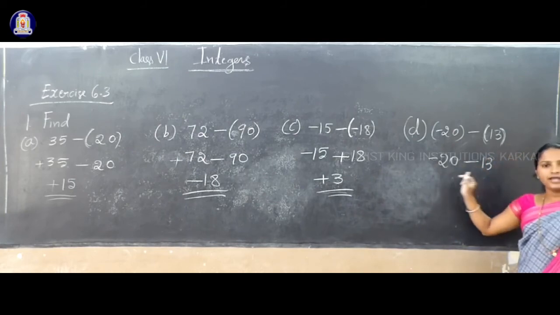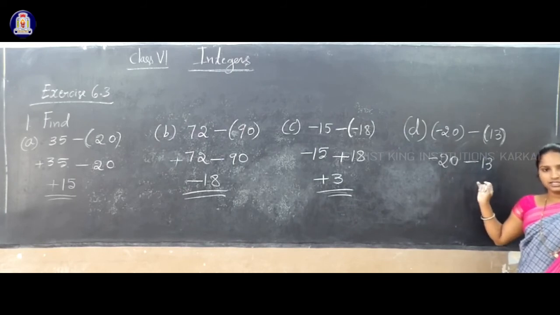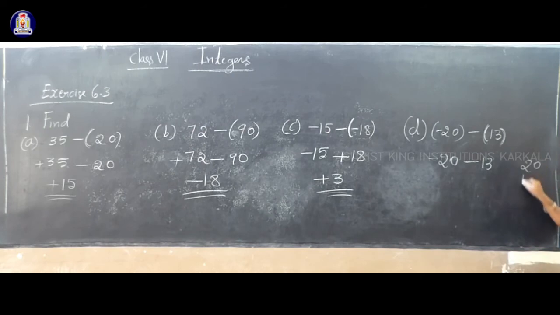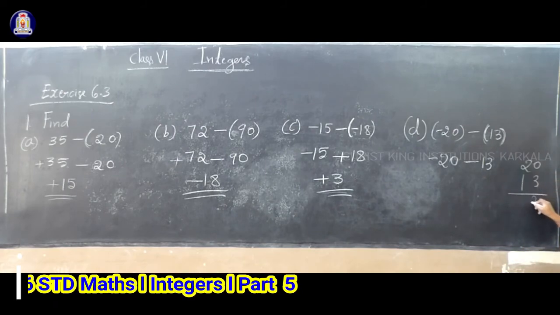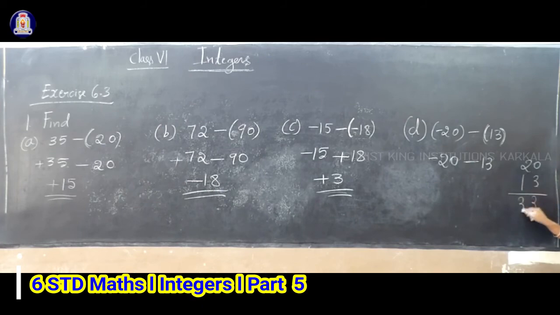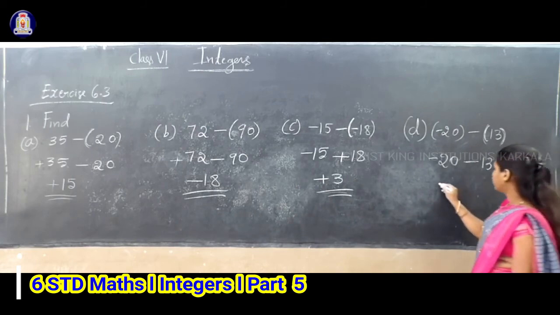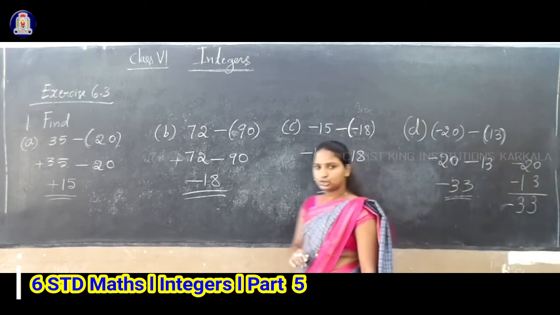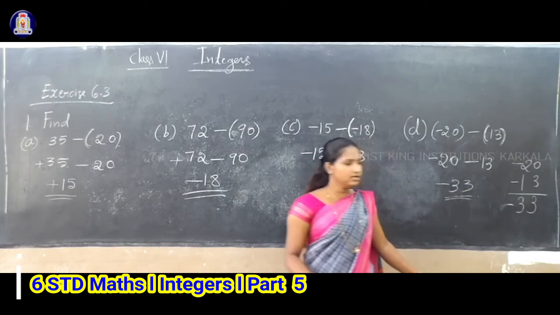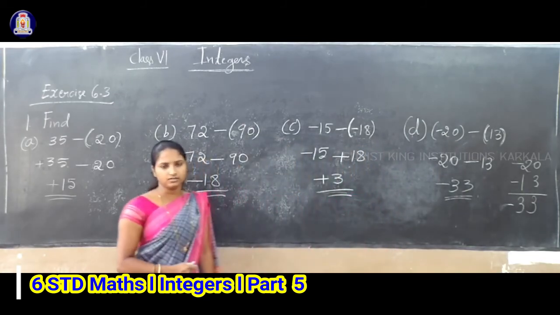That means same sign. Same sign means addition, isn't it? Same sign, addition. So 20 plus 13. What is 20 plus 13? That is 33, isn't it? 0 plus 3 is 3, and 2 plus 1 is 3. The sign is very important. Write minus, so minus 13. The greater number is 20. That sign is minus. Understood? So the answer is minus 33. Clear? So minus 20 minus 13, the answer is minus 33. Clear? That is how to solve integers.